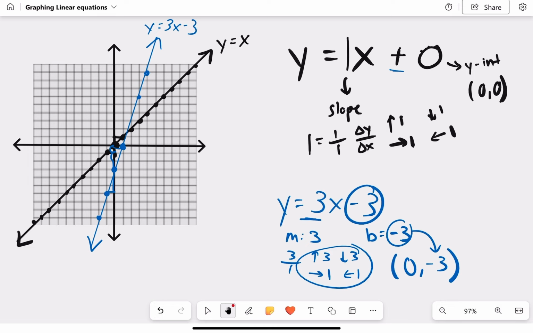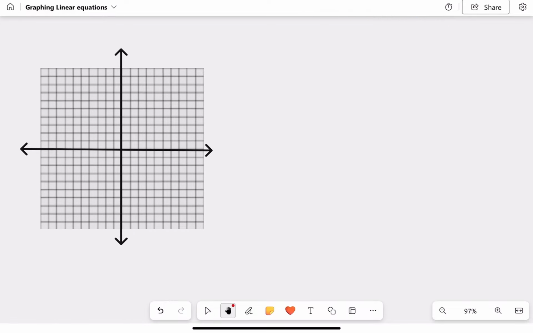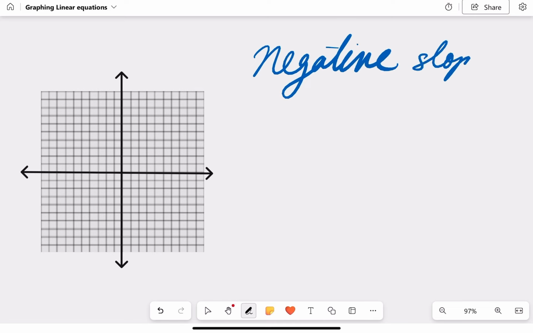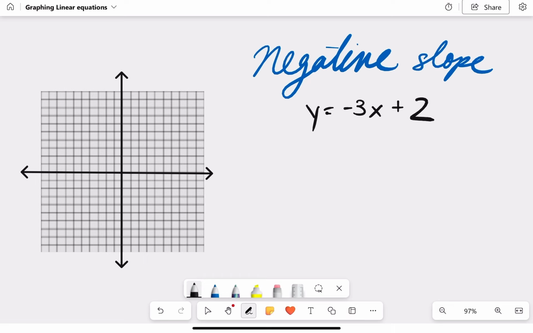But now let's try a negative slope. So with a negative slope, you guessed it, m is negative. Okay, so let's try a line with a negative slope now. Let's do y equals negative 3x plus 2. I'll be nice. I'll give us a positive y-intercept this time.